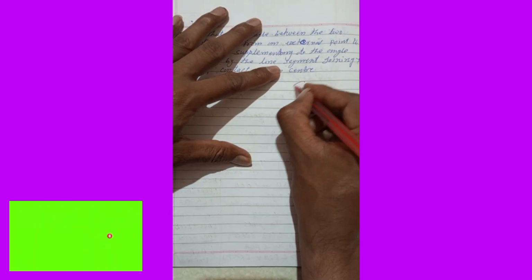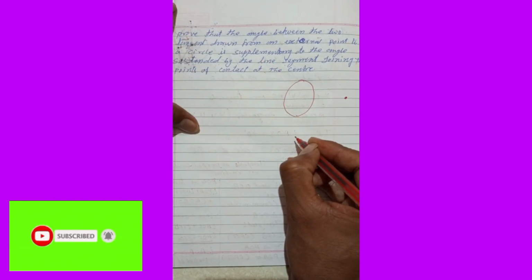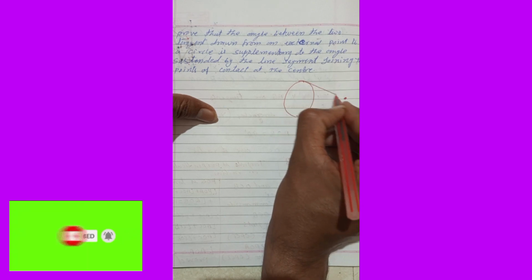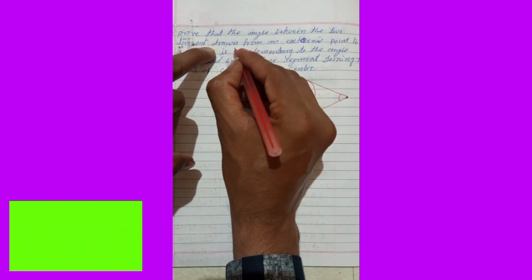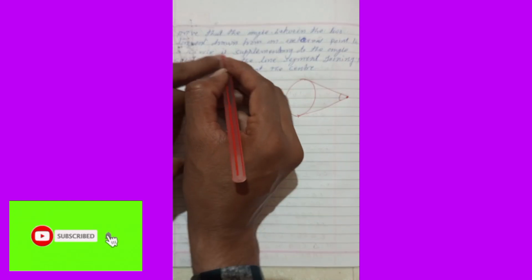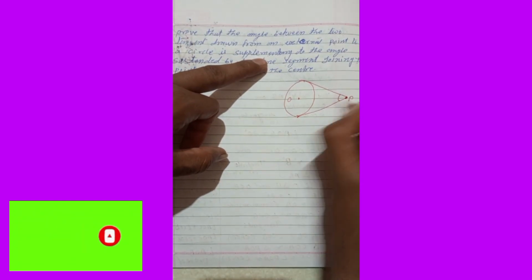Now, one circle is there, and in that one external point is there. From there two tangents are drawn, this one tangent and this another tangent. It is telling that the angle between the two tangents drawn from the external point to a circle is supplementary. This is center O. Suppose the external point is given the name P.